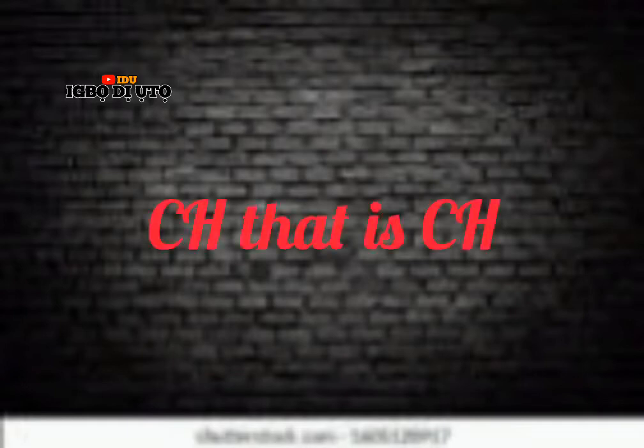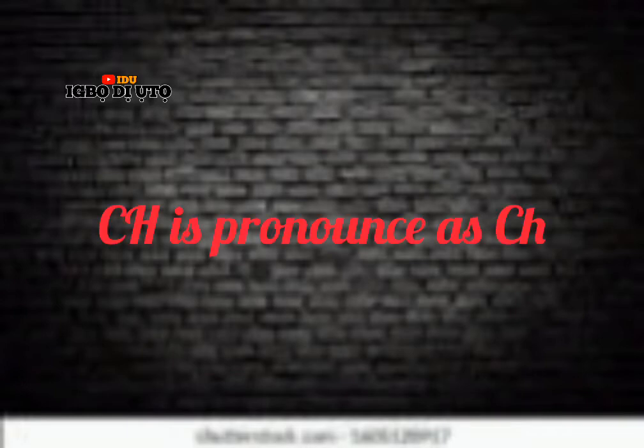If you look at the pronunciation, you will see that CH and SH are not pronounced the same. Some people make the mistake of pronouncing them the same. CH is pronounced as sh, while SH is pronounced as ch.